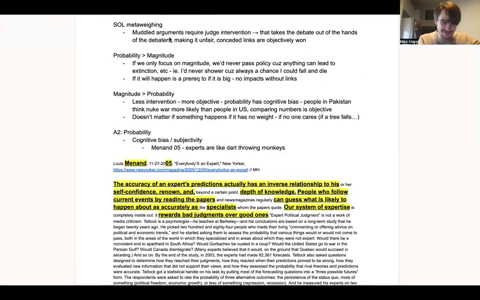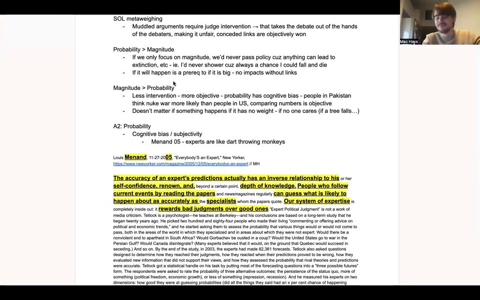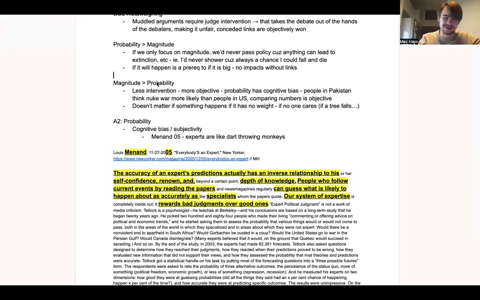This is probably the worst meta weighing, strength of link meta weighing. More common ones are like probability and magnitude, right? So probability is more important than magnitude because if we only focus on magnitude, we would never pass any policy because anything can lead to extinction. I would never shower because there's always a chance I could slip and fall in the shower and die. So we shouldn't only care about magnitude. We should care more about probability.